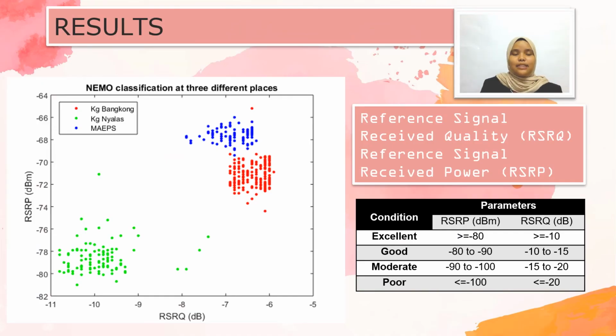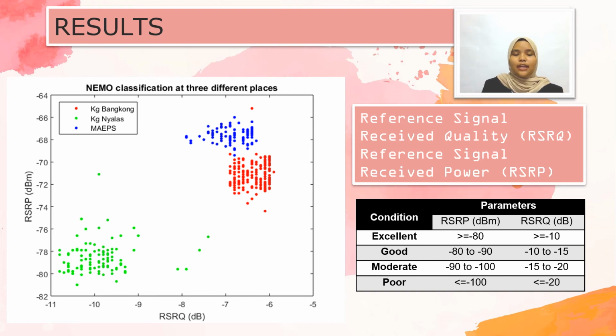Next is the result based on NEMO Handy. For NEMO analysis, the parameters collected are RSRQ and RSRP, which are reference signal receive quality and reference signal receive power. The blue data is located at MAEPS. MAEPS has an excellent condition because there were fewer users at that time.